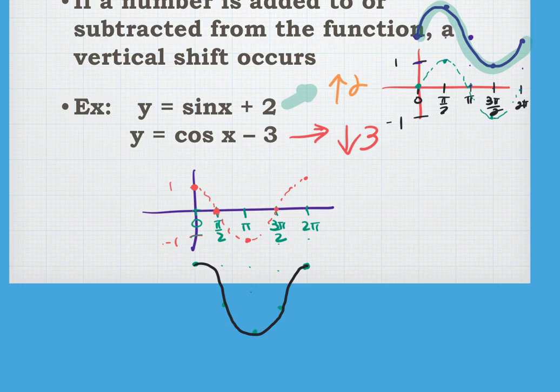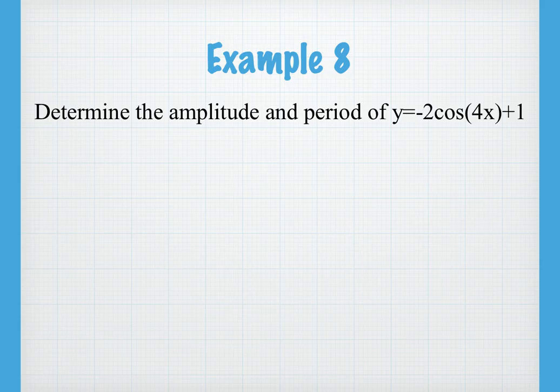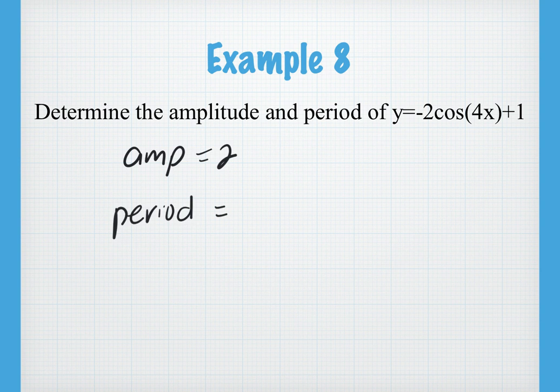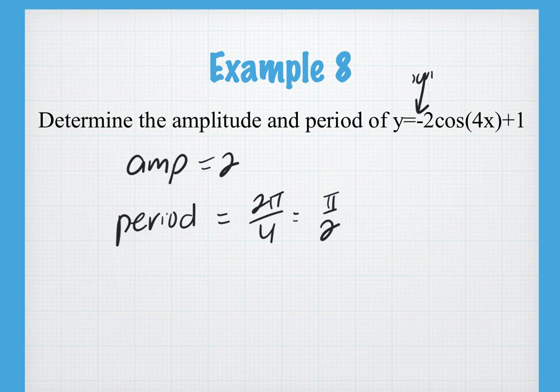Questions so far? Okay. You do this one. So that says y equals negative 2 cosine 4x plus 1. All right, so what's the amplitude on this? 2. Just positive 2. What's the period? Good. 2 pi over 4, which becomes pi over 2. What's the negative on the front going to do? Flips it upside down. A reflection over the x-axis. What's the plus 1 going to do? Shift it up 1. Okay, good.